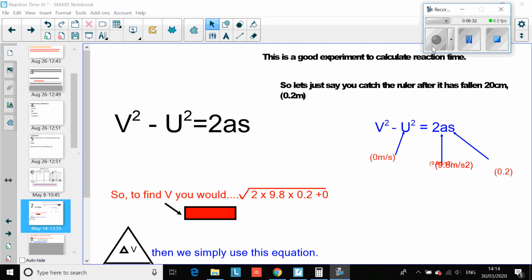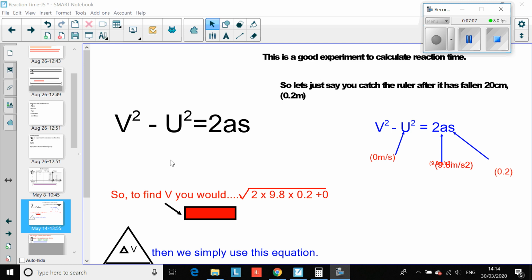Okay, welcome back. So what we are going to do is try and find our reaction time to dropping the ruler. Firstly, what you need to do is copy down this equation. I'm going to explain exactly what this means as we go. Now, luckily for you, this is not one of the equations that you are expected to remember. This is one that you are given on your equation sheet when you sit your exam. So it's v squared minus u squared equals 2as. And I'll go through what that means.